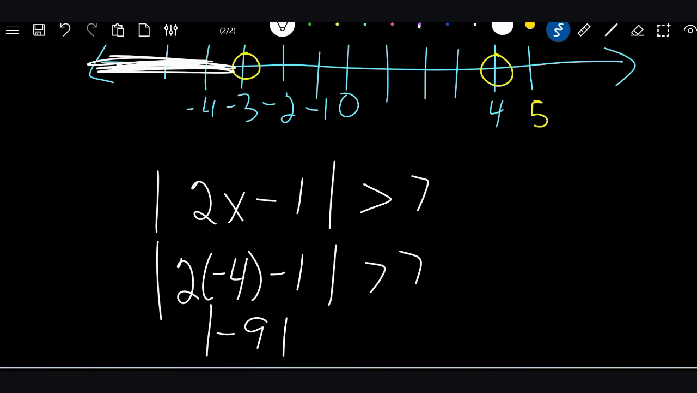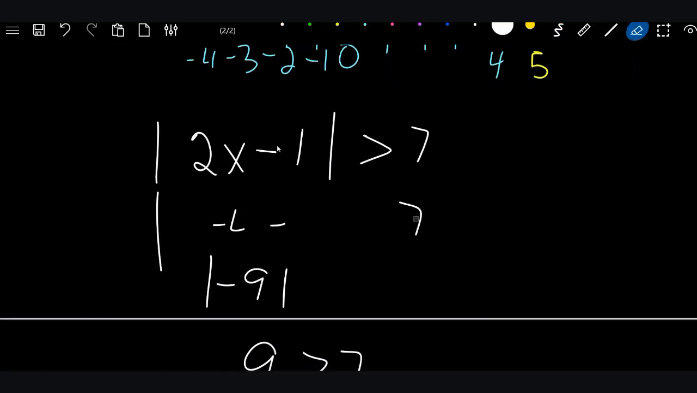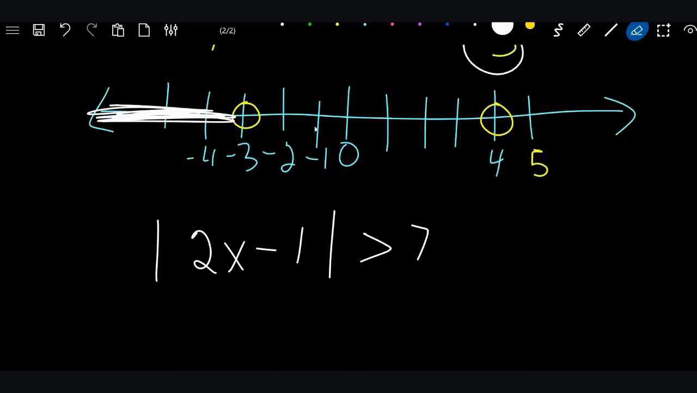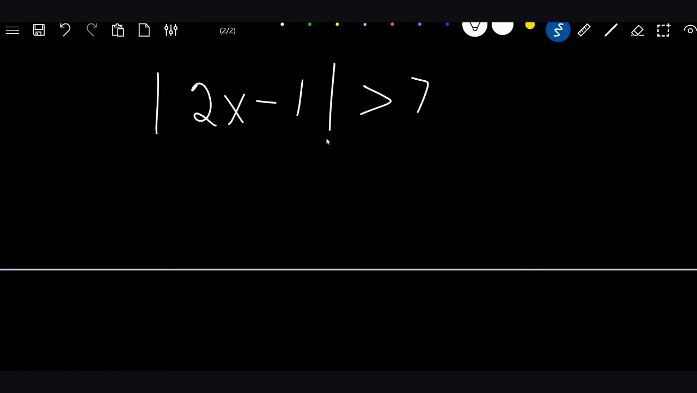So let's go ahead and erase this stuff here, and we'll try it again. And now we're going to try it with the 0 in the middle. All right. So 0.